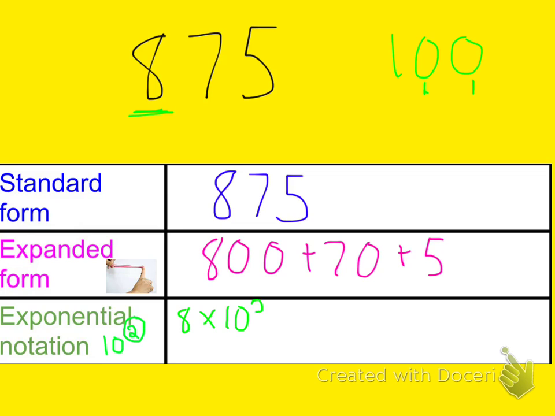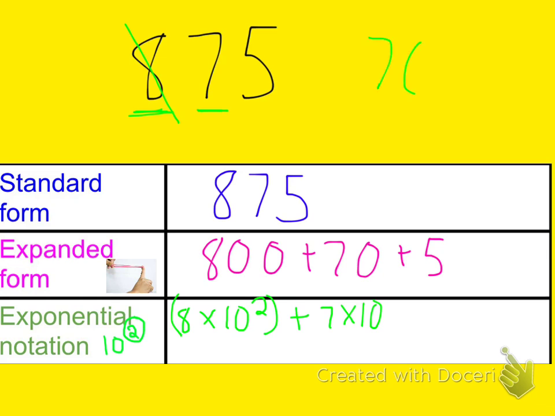So our exponent for the first one is going to be 2. And we put that in parentheses. And we add our plus sign. We're done with the 8. We move next door to the 7. So we're going to do 7 times 10, because our base number is 10. We're always going to start with that 10.